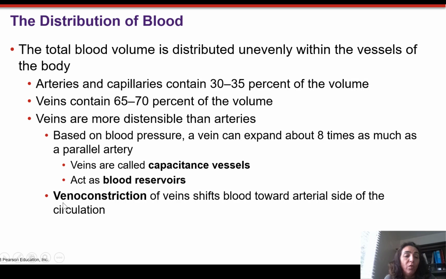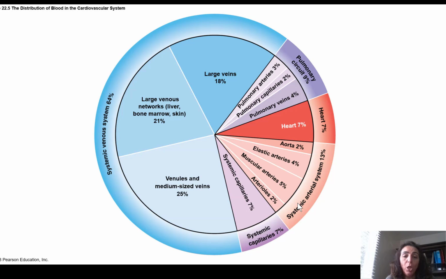And we have venoconstriction. Veno refers to the venous side. Venoconstriction is the constriction of the veins. So venoconstriction of the veins shifts blood toward the arterial side of the circulation whenever it is needed.